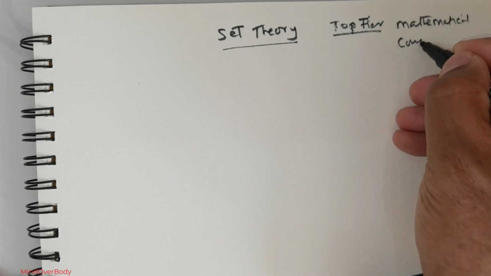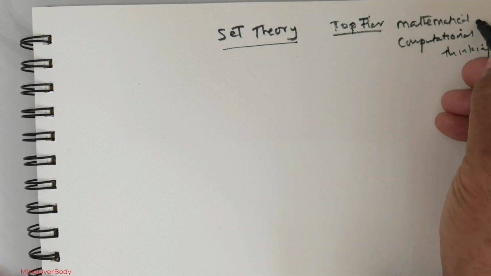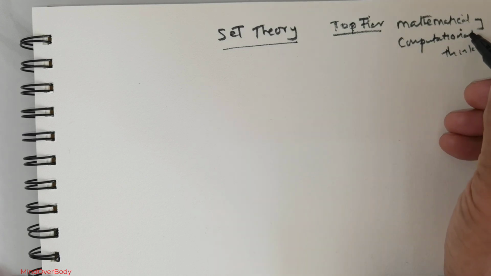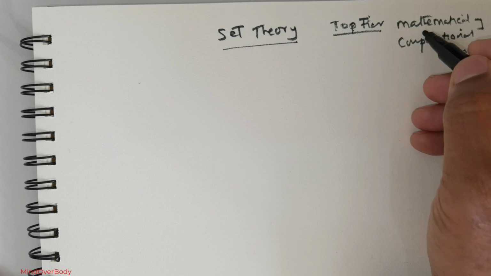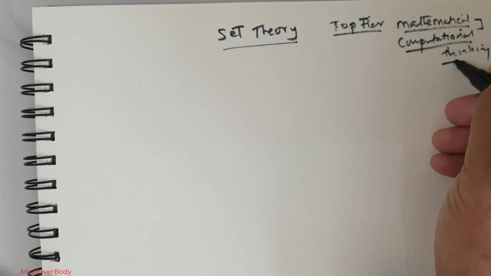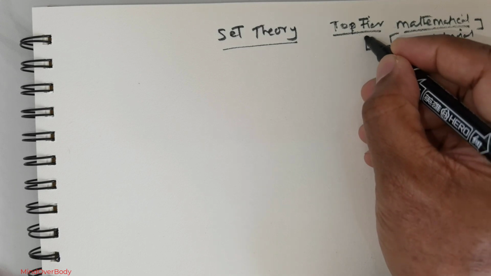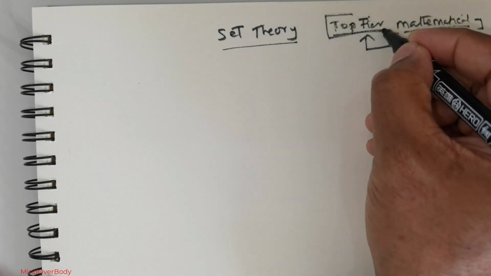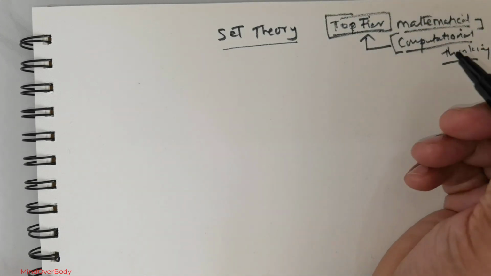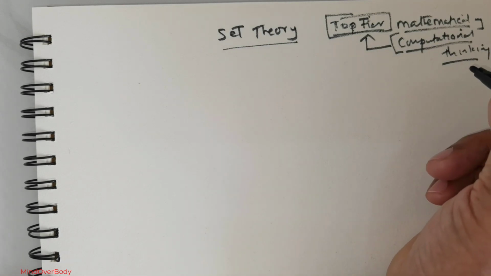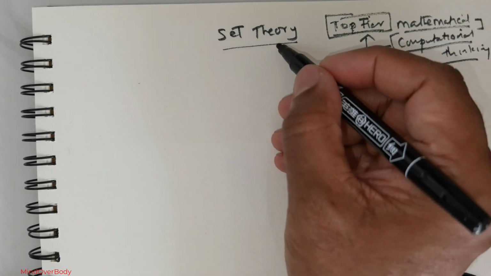But if you want to gravitate to the top tier ecosystem, then your mathematical thinking together with computational thinking should go hand in hand. So both these things would become an asset to you, gravitating you towards this top tier ecosystem. So with that in mind, I wish to start this topic, set theory.